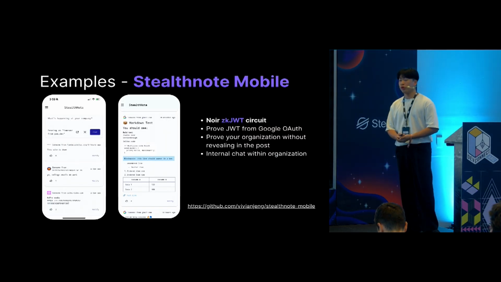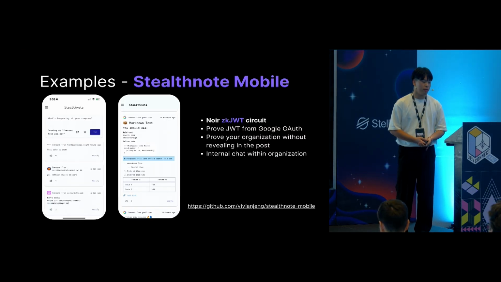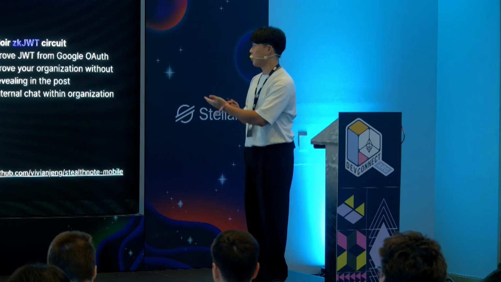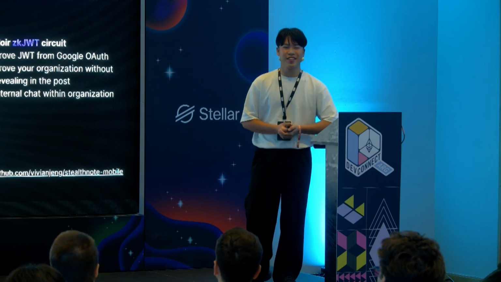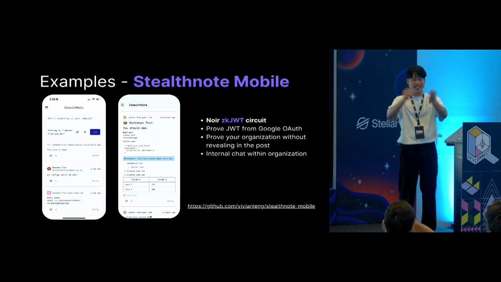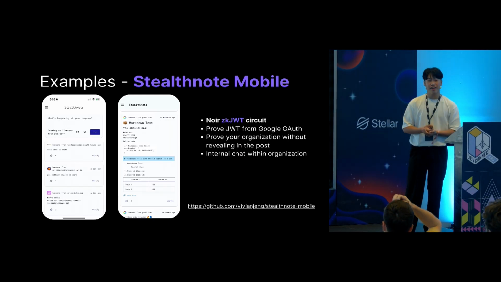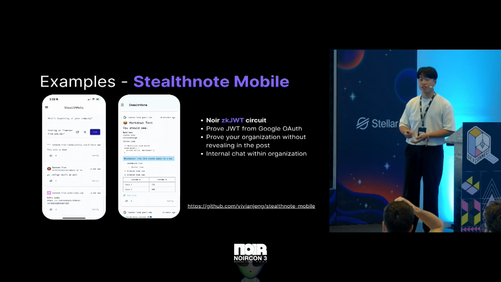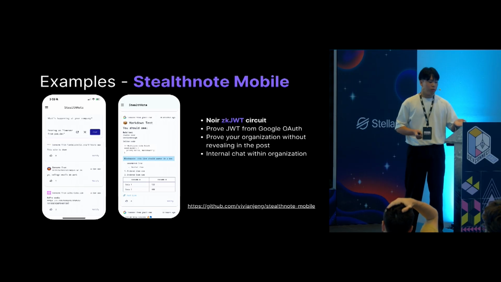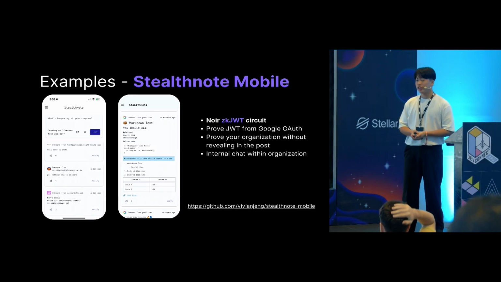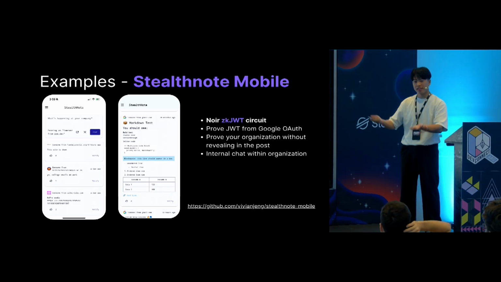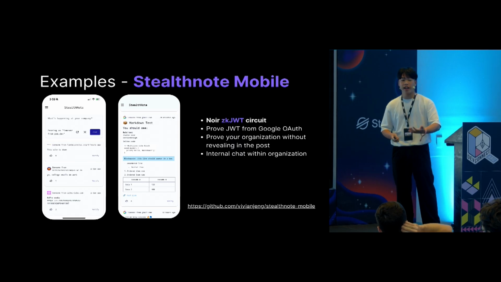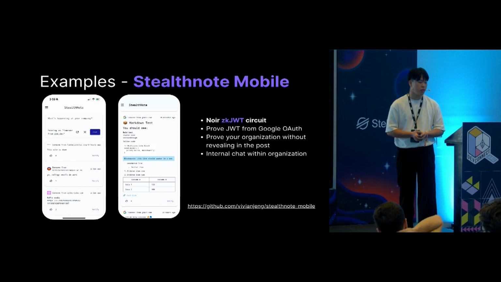Now I'm going to walk you through some example projects. First of all, I think since you're in an Aztec crowd here, people are amazing, and most of you have heard of Stealth Mode. We actually built a mobile version for it. It uses the same things underneath: a zkJWT that is written in Noir.